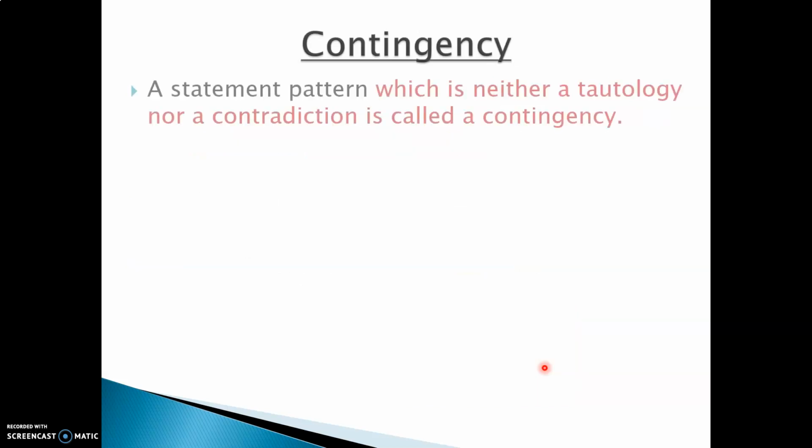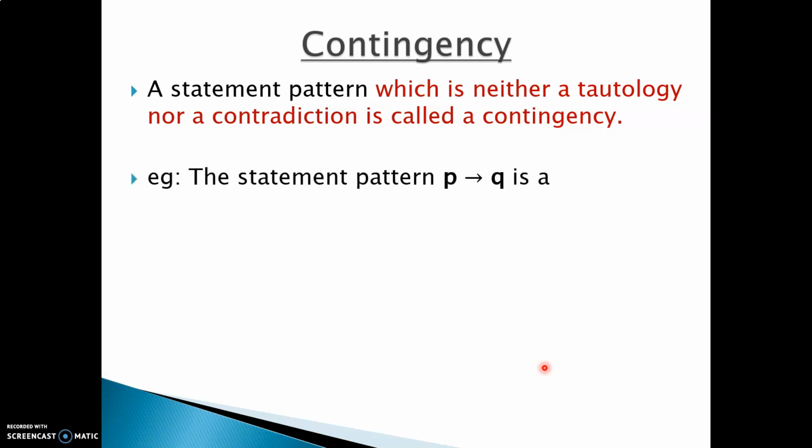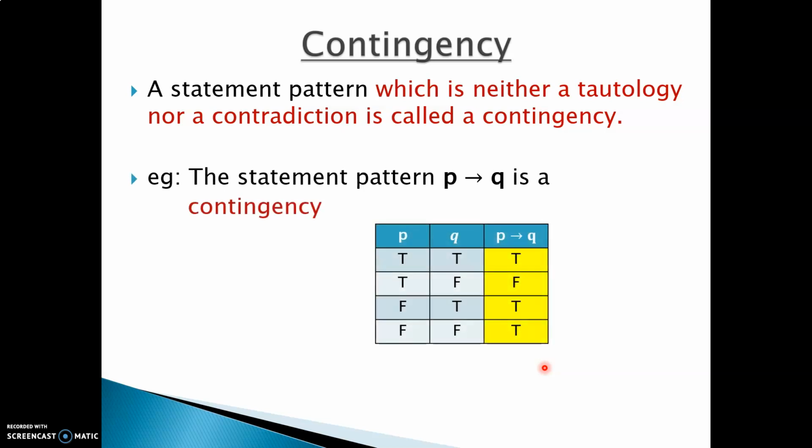Next, contingency. A statement pattern which is neither a tautology nor a contradiction is called a contingency. That means it's a combination of both true and false in the last column. So we can see them in this one. We already studied this implication truth table. So here true and false are there. So both are there, then it is called contingency.